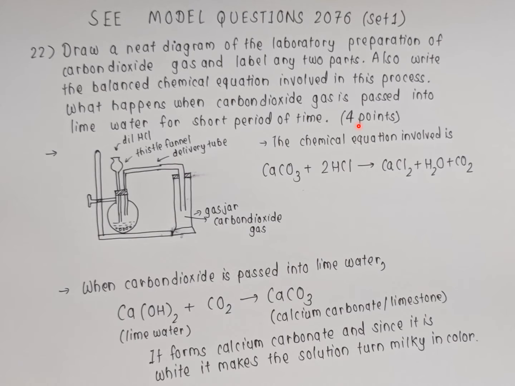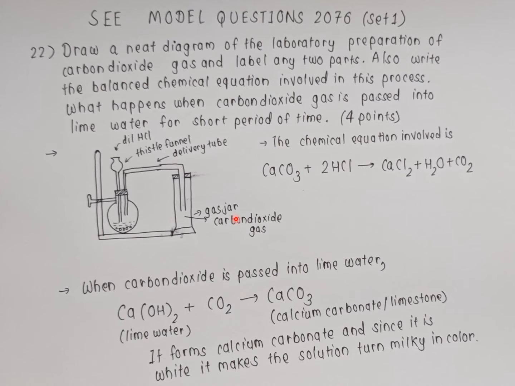First, you draw the diagram for the lab preparation of carbon dioxide gas. The diagram is given here. So you draw a neat diagram. You have a round bottom flask where you keep some limestone. Limestone is basically calcium carbonate. Then from the top of the thistle funnel, as you see here, we pour dilute hydrochloric acid. The limestone, or the calcium carbonate, and the dilute hydrochloric acid react, forming carbon dioxide gas. That carbon dioxide passes along the delivery tube and gets collected in the gas jar.